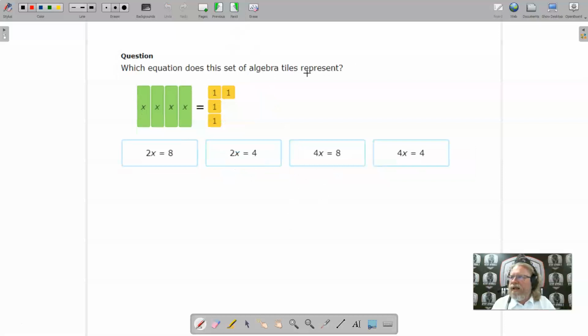Which equation does this set of algebra tiles represent? Well, we have, again, 1, 2, 3, 4 x's. So 2x won't work, 2x won't work. It's one of these last two here. And then over here I have 4 units, so it should be 4. And it looks like I'm looking for 4x plus 4, or 4x equals 4, which is right there. So this one here we rule out.